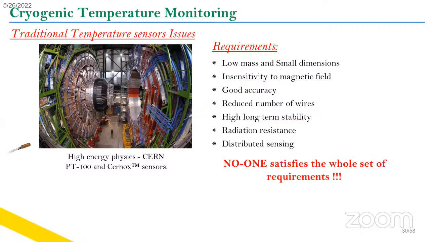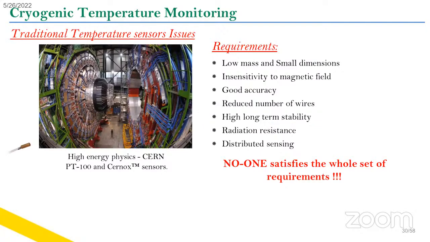In this slide, you can see why traditional temperature sensors cannot be applied in this type of advanced field, because the requirement is that it should have low mass, small dimension, and be insensitive to magnetic field. This type of environment experiences a very high magnetic field. In those cases, normal sensors cannot be applied. Also, a traditional temperature sensor can measure only one point. It is a single point sensor.